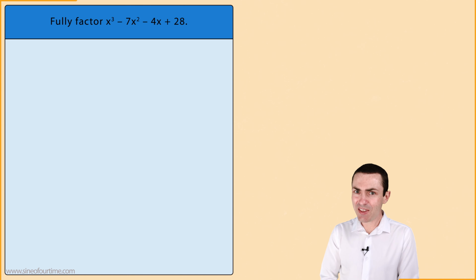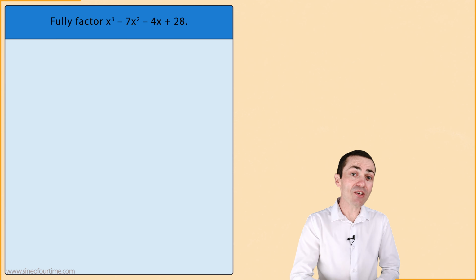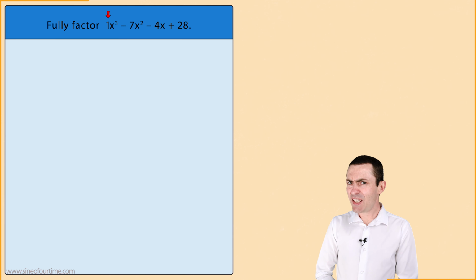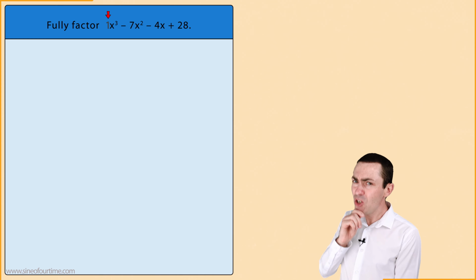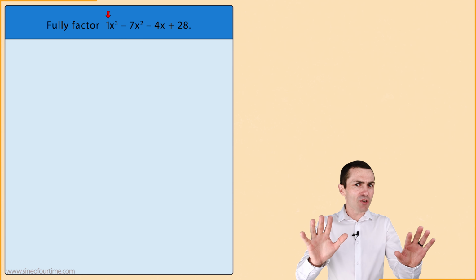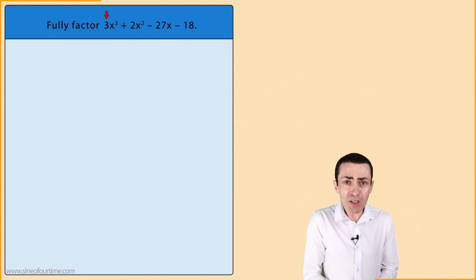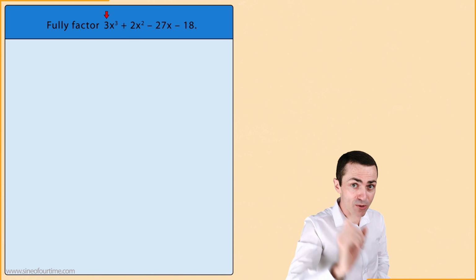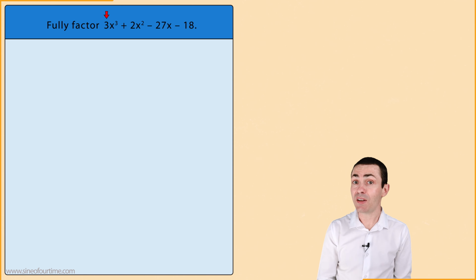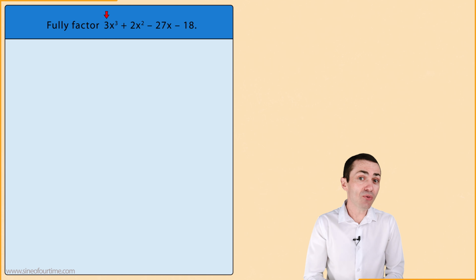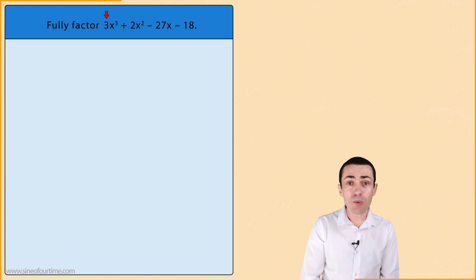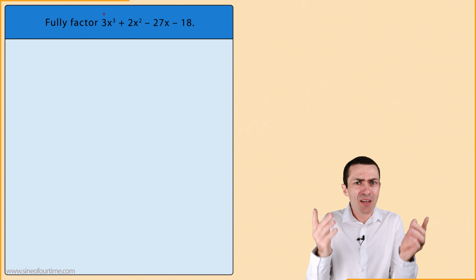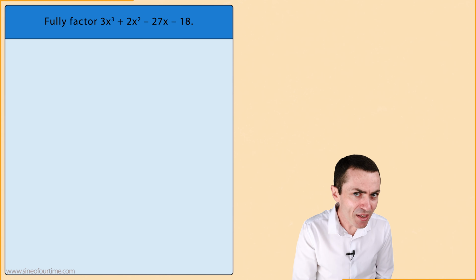Okay, so we have seen that grouping can be used to factor a cubic polynomial where the leading coefficient is equal to 1. But can grouping be used to factor a cubic polynomial where the leading coefficient is not equal to 1? Well, the answer is yes. Yes, it can, but only if those conditions are met. In this example, we are asked to fully factor a cubic polynomial where the leading coefficient is equal to 3. Well, no problem. Let's just check that those conditions are met though.